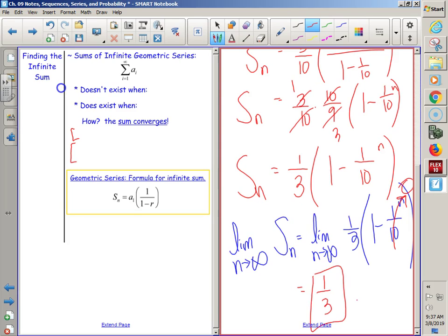Can you guys check out this formula over here? Does it look a lot like a sub 1 times 1 minus r to the n all over 1 minus r? But what's missing?